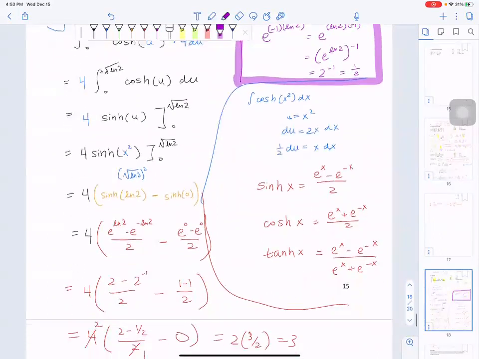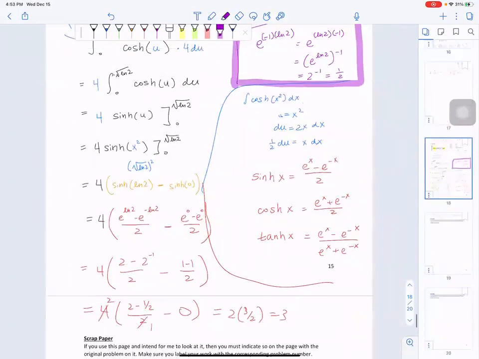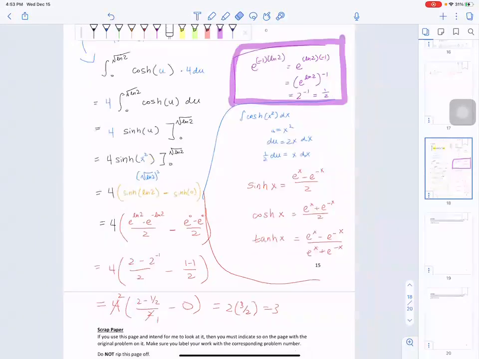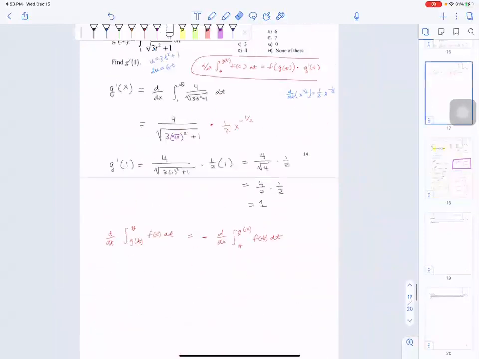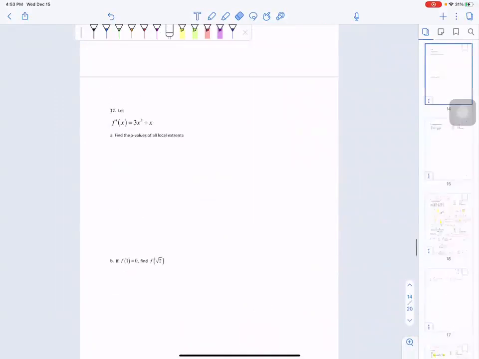Any other questions on this problem? Okay, other questions on the exam then? All right, number 10.